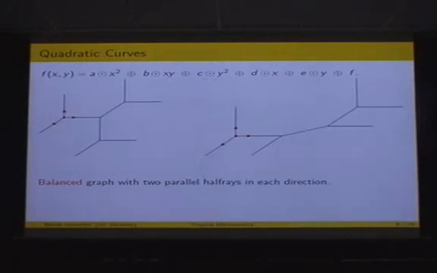And it turns out for curves in the plane, this characterizes algebraic curves in the plane. So a quadratic curve in the plane is any balanced, in this sense, balanced graph that has three northern half-rays, three eastern half-rays, and three southwestern half-rays. So there we go, and it's balanced everywhere. There it's balanced, there it's balanced, and there it's balanced, right?